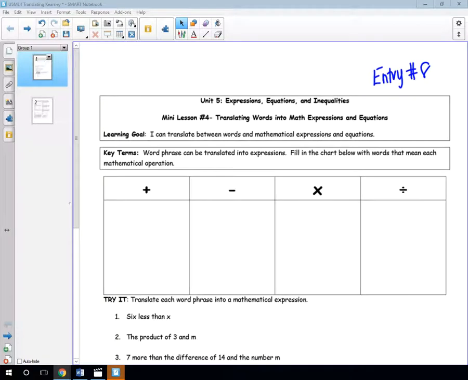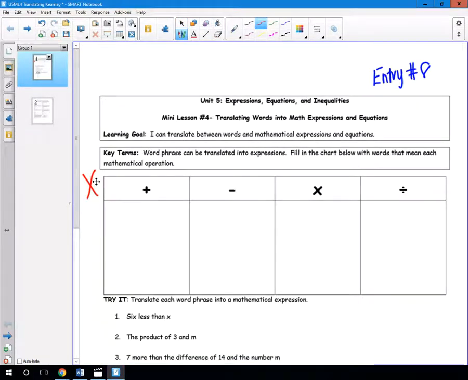So, many times, word phrases can be translated into math expressions, but there are some keywords that are going to tell you what operations to use. So, we're going to quickly go through and talk about what are some keywords that might tell you to perform different operations. And some of these you already know. So, actually all of these you already know. So, what keywords would tell you to add?